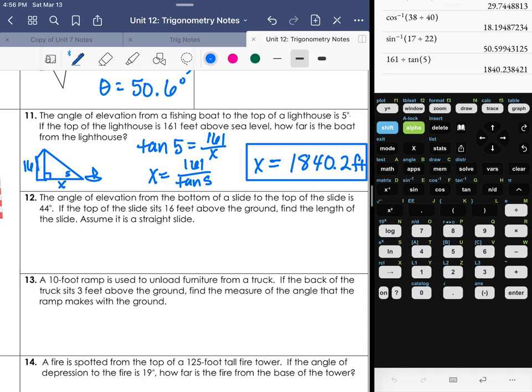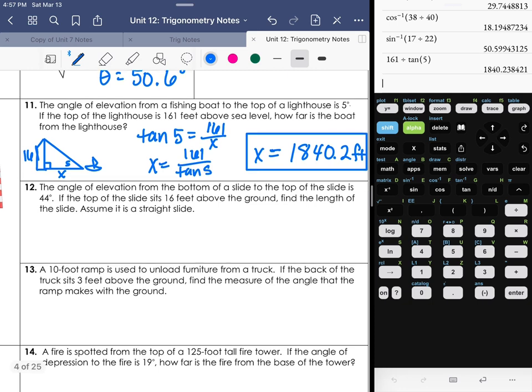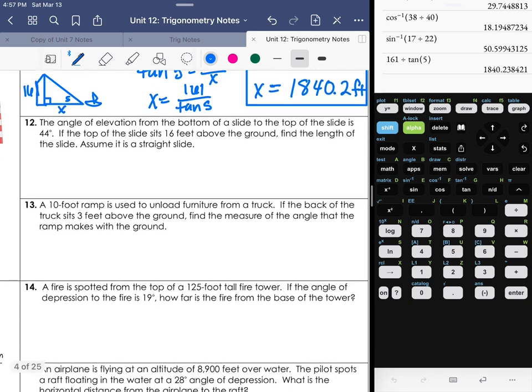All right, I'm going to skip 12 because it gives us that it's 44 degrees. This one is a problem where you have been given the opposite and you're trying to find the hypotenuse because it is somebody going down a slide. So this would be a problem where you would use sine. And it would work out very similar to the tangent one. You would have to divide by sine of 44 degrees.